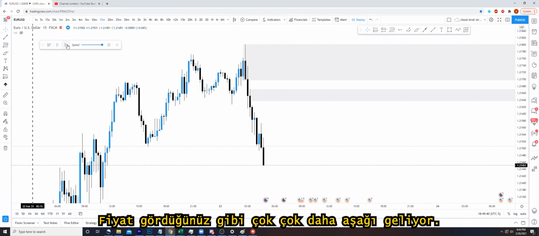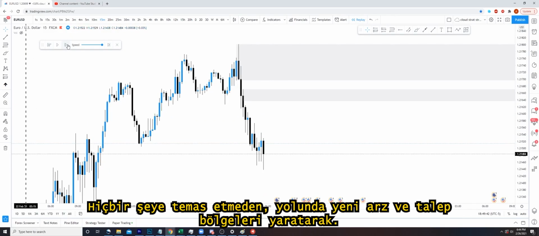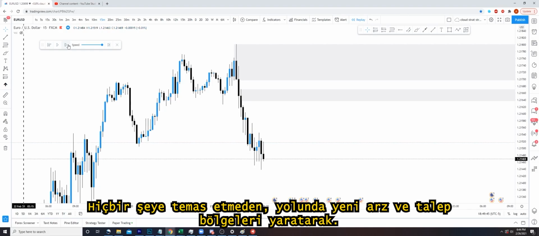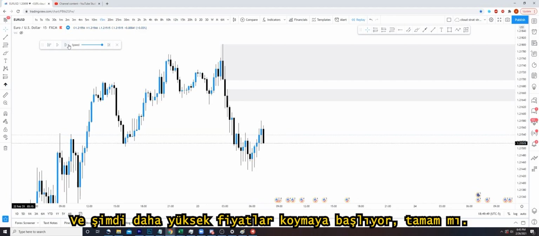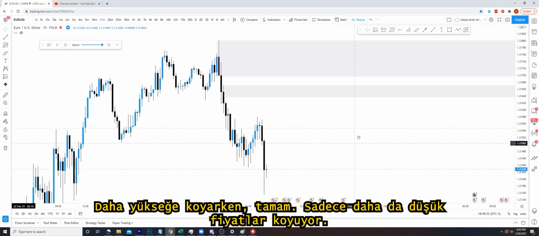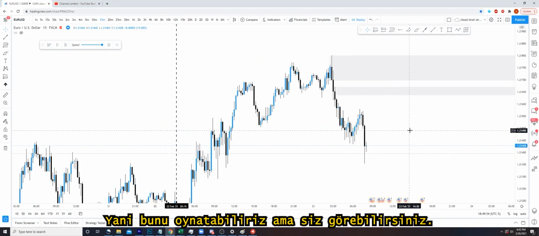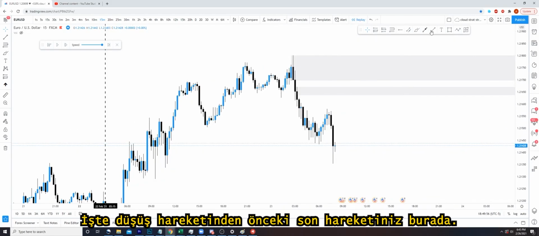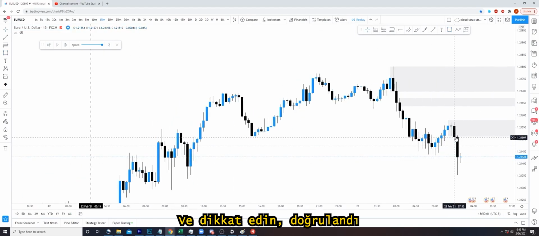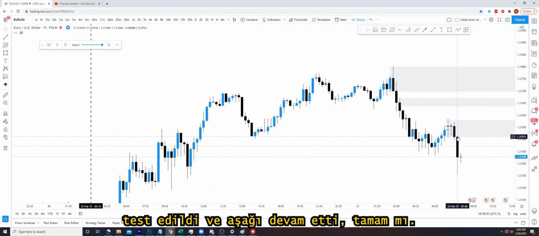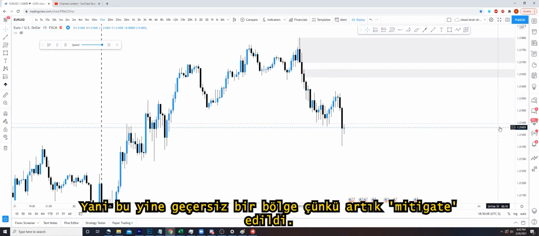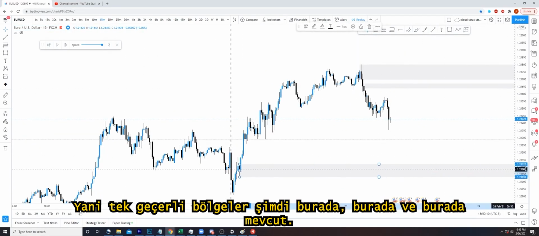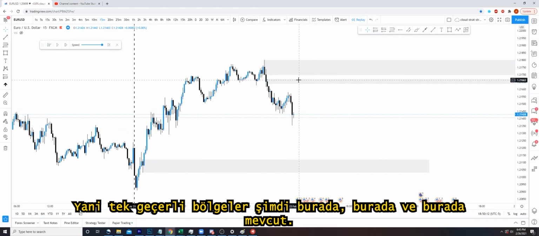Okay, so price comes way, way lower, as you can see, not tapping into anything, creating new supply and demand zones on its way. And now it starts to put in higher prices. Okay, so it just puts in even lower prices. And I mean, we can play this out, but you can see, here's your last up move right here, before the down move. And notice it gets validated, tested, and continues lower. So this is again an invalid zone because it's been mitigated now. So the only valid zones now exist here, here, and here.